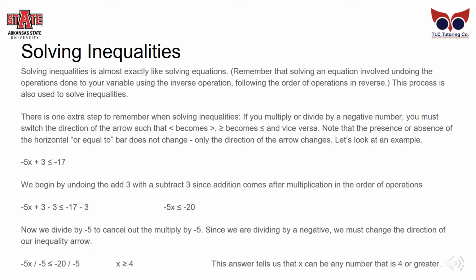Now we divide by negative 5 to cancel out the multiply by negative 5. Since we are dividing by a negative, we must change the direction of our inequality arrow. Negative 5x divided by negative 5 is greater than or equal to negative 20 divided by negative 5. Therefore, x is greater than or equal to 4.